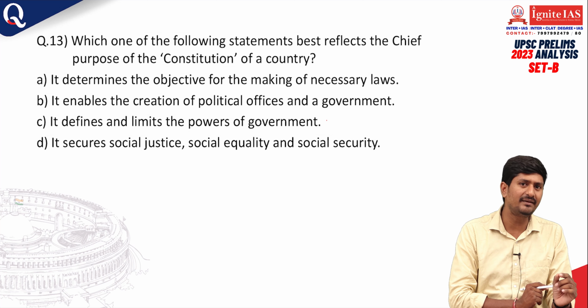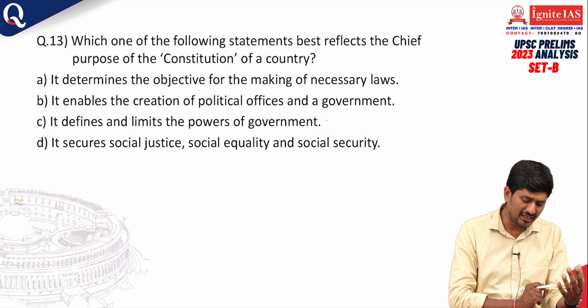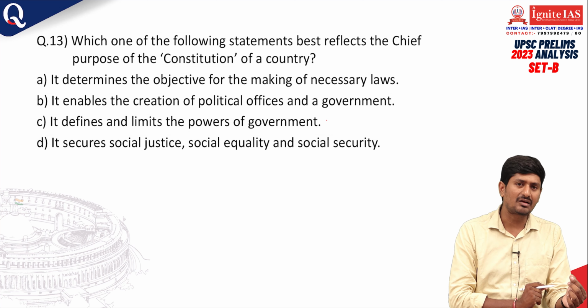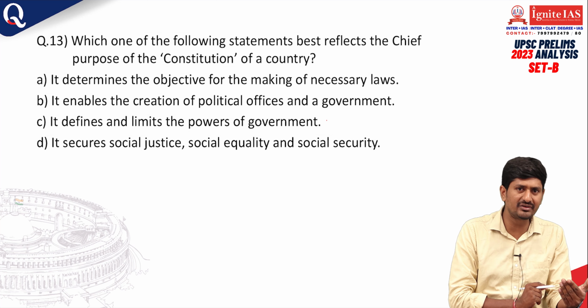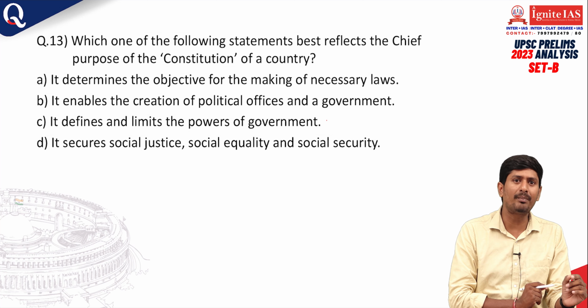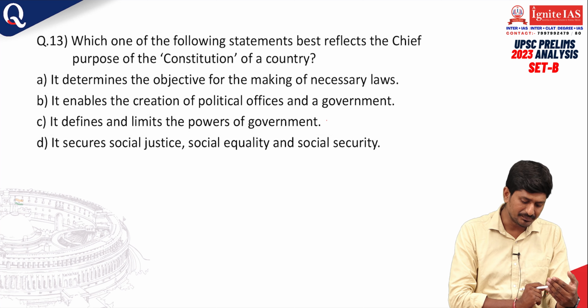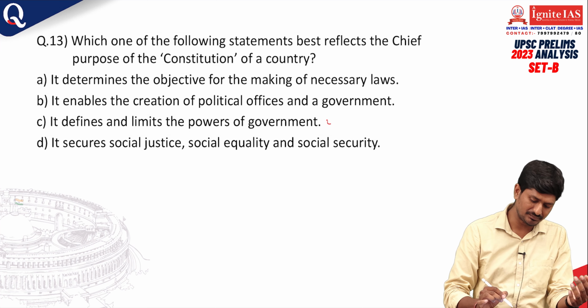But what we have to understand, we have to give the relative preference to one of the given options here. So hence the right option would be, it defines the limits over the powers of the government. Okay, because in fact the Constitution of India grants the constitutional government. What is the meaning of constitutional government? It is the government which is operated under certain checks and balances, under certain limits. Okay, no absolute authority has been given to the government. So hence the right answer would be C.